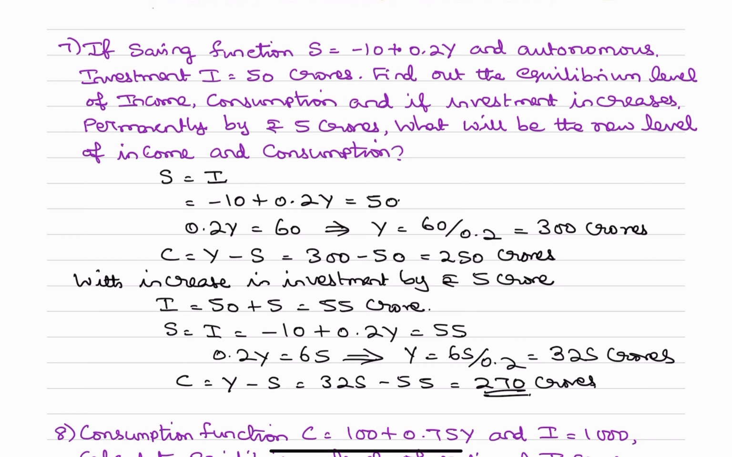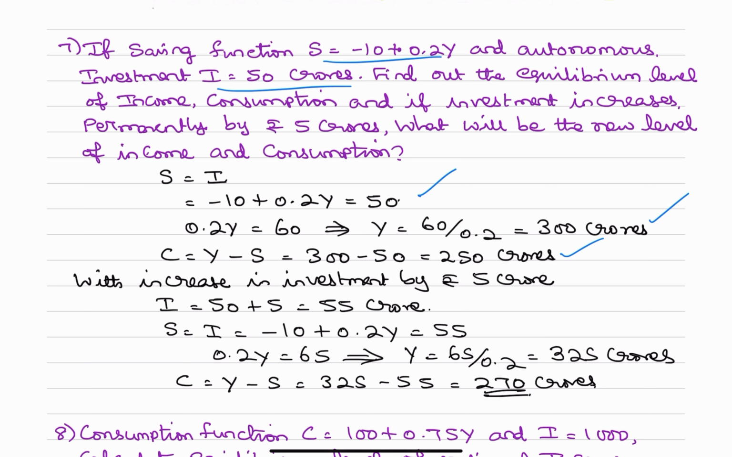In equilibrium, S is equal to I, that is minus 10 plus 0.2y is equal to 50, which is given in the problem, that is savings and investment, which is equal at equilibrium. Then simplifying this, you get y is equal to 300 crores. Consumption is equal to income minus savings, that is 300 minus 50, then consumption is 250 crores.